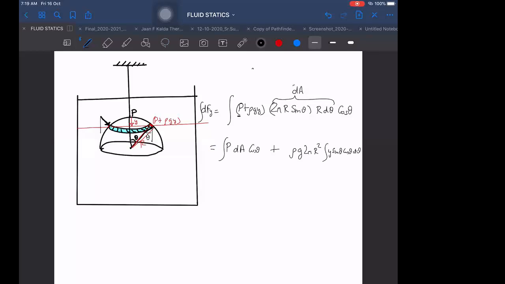What is y? We can write y as r into 1 minus cos theta, total r minus r cos theta. You understand this y? Yes, sir. From the center to P it is r, and from that we have to subtract the lower part, the r cos theta part.